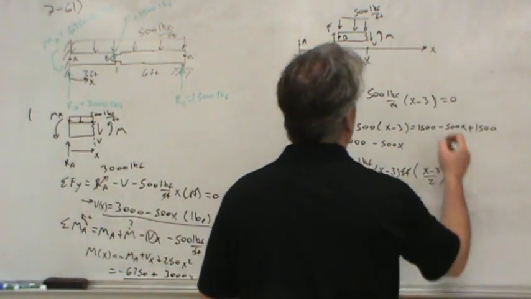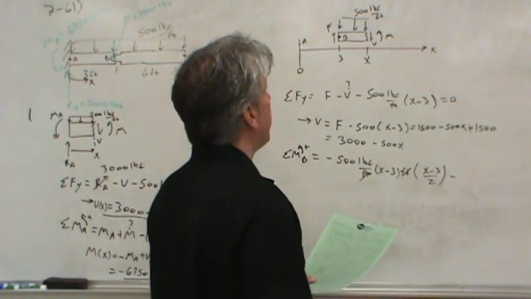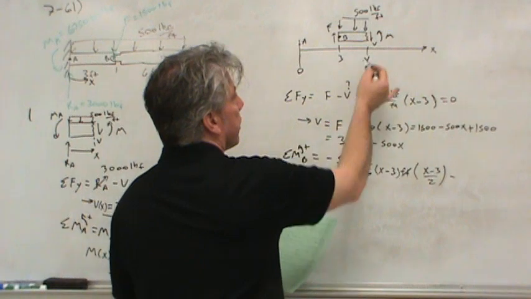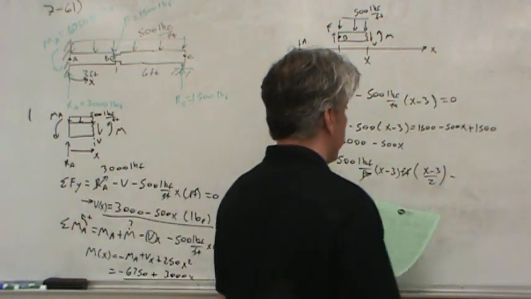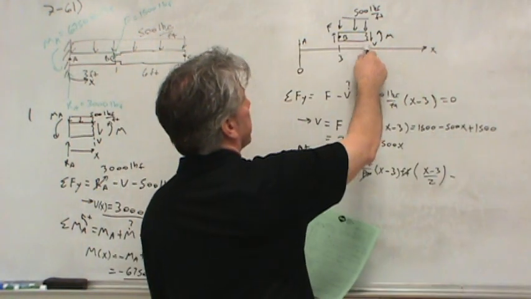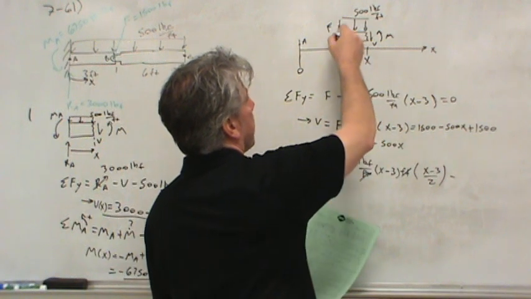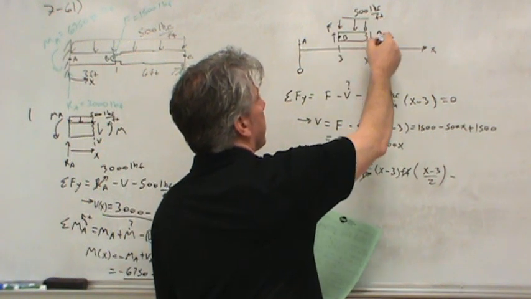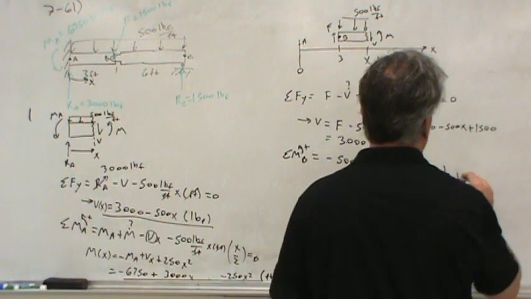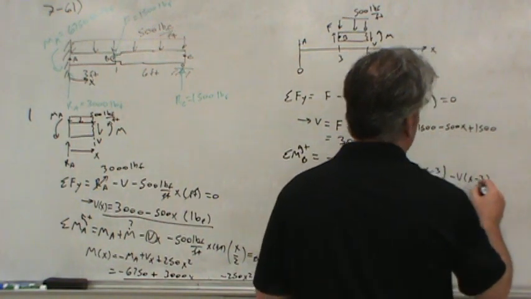And then the shear will also cause a moment. The moment arm of the shear is simply x, so I will write, well, not exactly, it's x minus 3, right? Because I'm summing moments about B. So the moment arm of the shear is x minus 3, so I'll write minus V times (x minus 3).